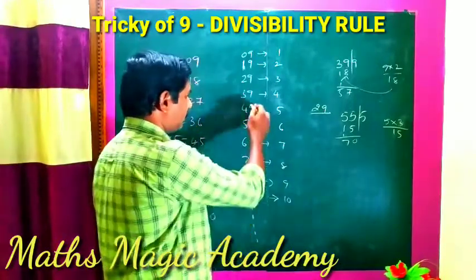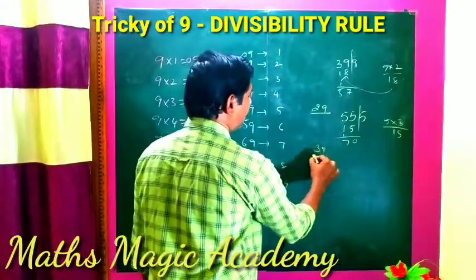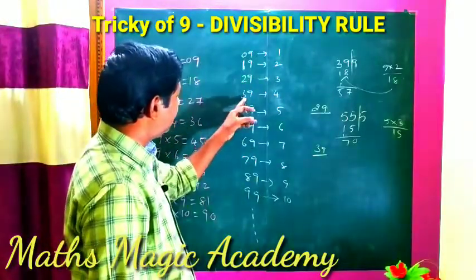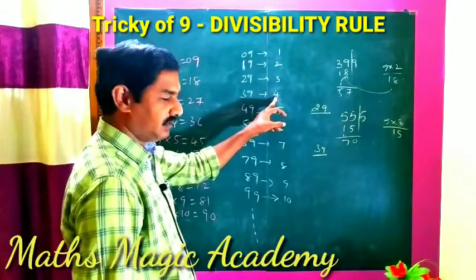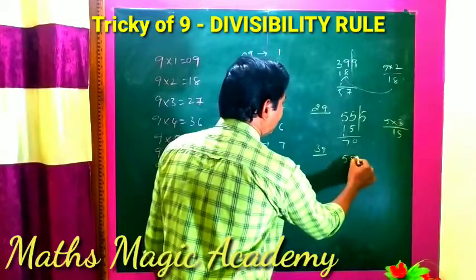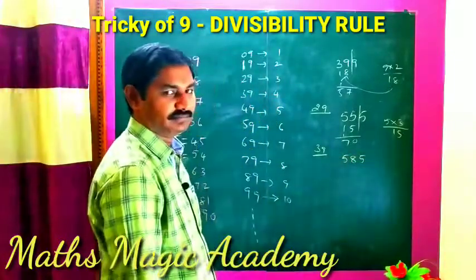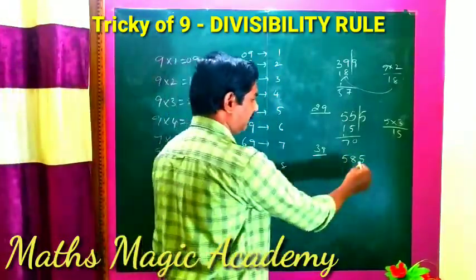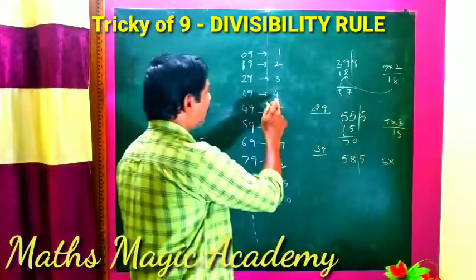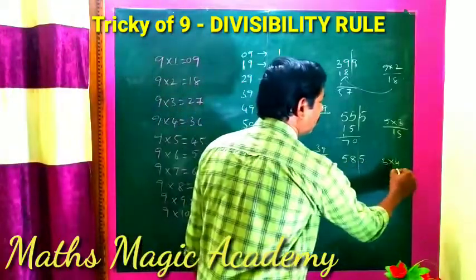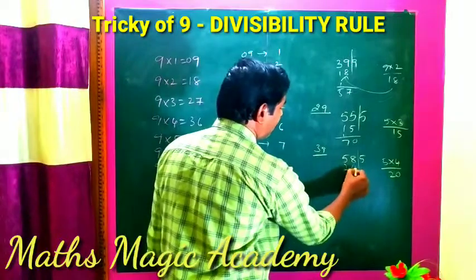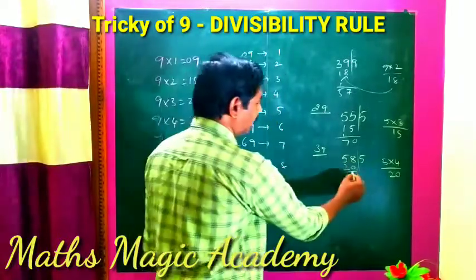Let us take one more example with 39. Students, can you see? For 39, 4 is there. So if we take a number, some number 585, and take the last digit 5. 5 into, here what is there? 4. 5 fours are 20. If we add this 20 to the remaining digits, what are we going to get?